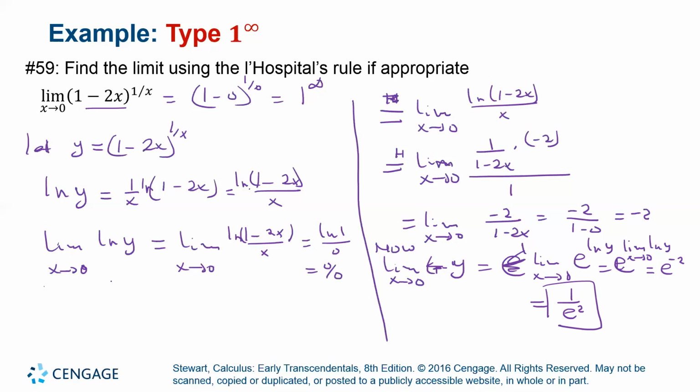Therefore, your final answer is that the limit as x goes to 0 of 1 minus 2x raised to 1 over x is equal to 1 over e squared.